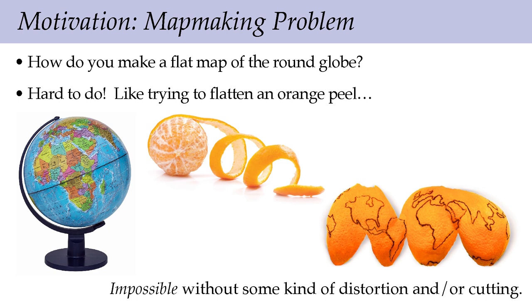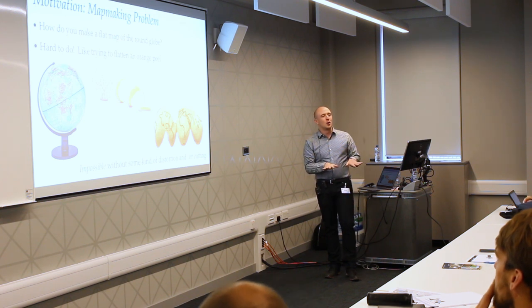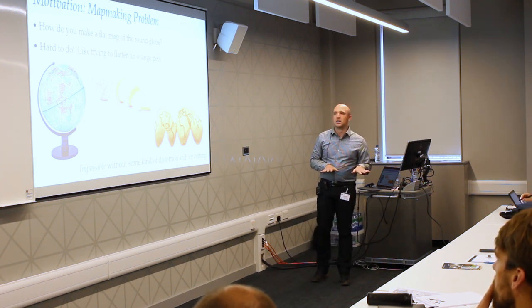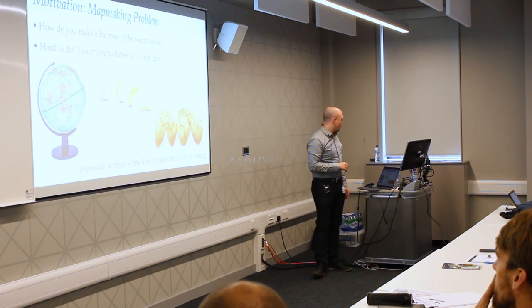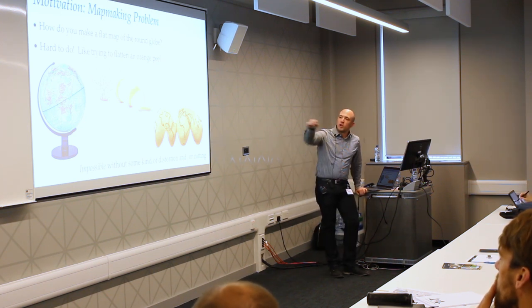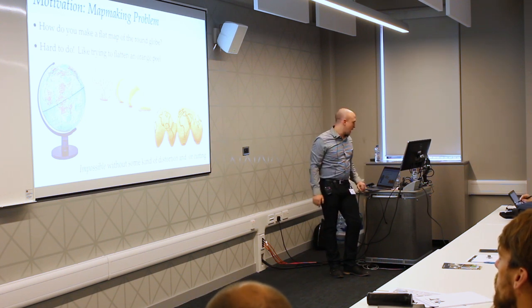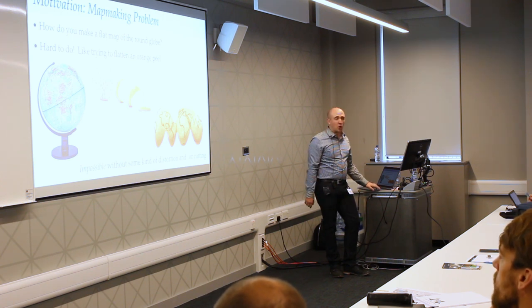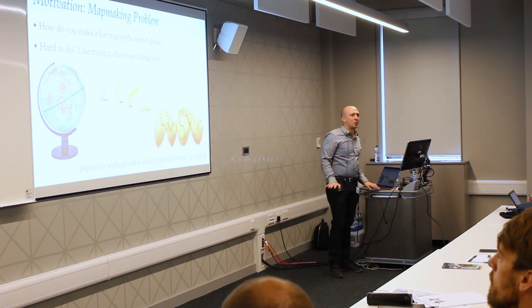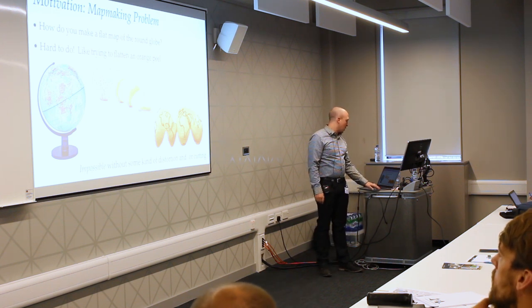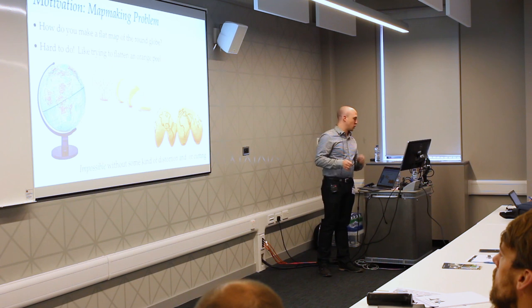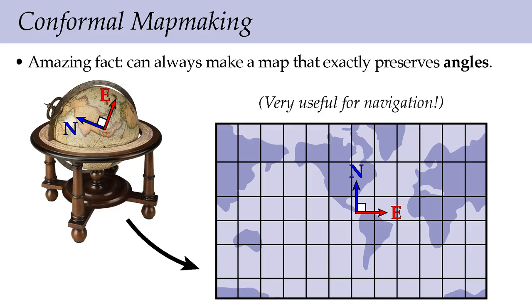If you've ever peeled an orange, you know that it's not possible to take the peel and flatten it out without distorting it or ripping it somehow. Something has to give. This is the same thing that mapmakers encountered when they went to make maps of the Earth. There's not really just one clear way to do this. No matter how I try to cut up the Earth and flatten it out, it gets distorted or torn up in some way. And it really is impossible. It's not just that these guys were incompetent. It really is impossible to make a perfect map of the Earth where lengths are preserved, angles are preserved, everything's preserved.